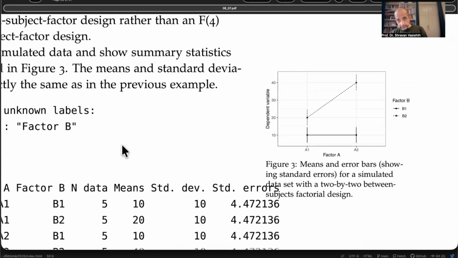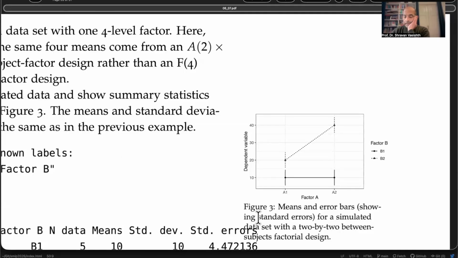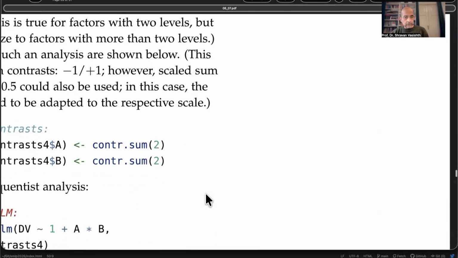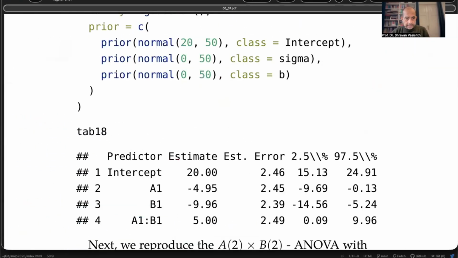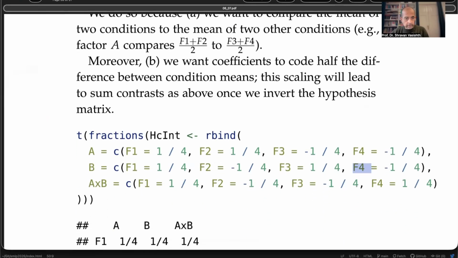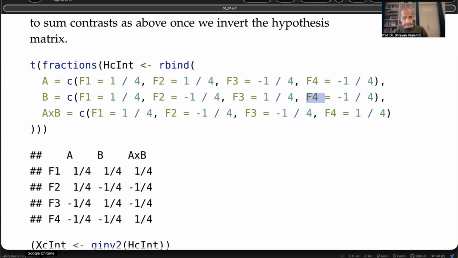is the difference between these two conditions in the B1 level of the B factor different from the difference between these two means in the B2 factor level? So is the difference of differences, this difference minus this difference, different from 0? That's the interaction, right? And that's what this comparison is doing here, right?